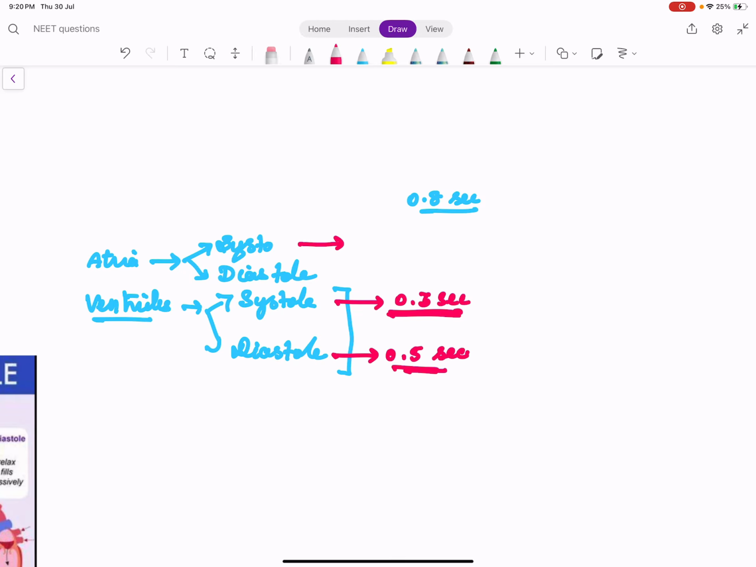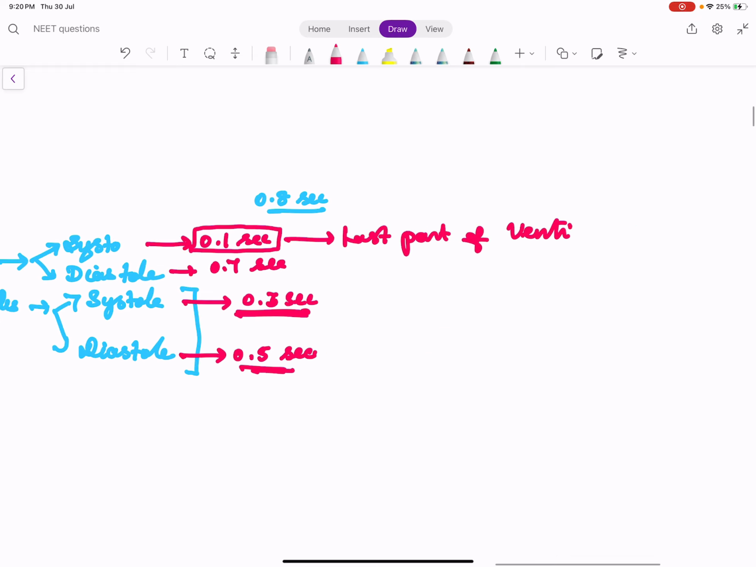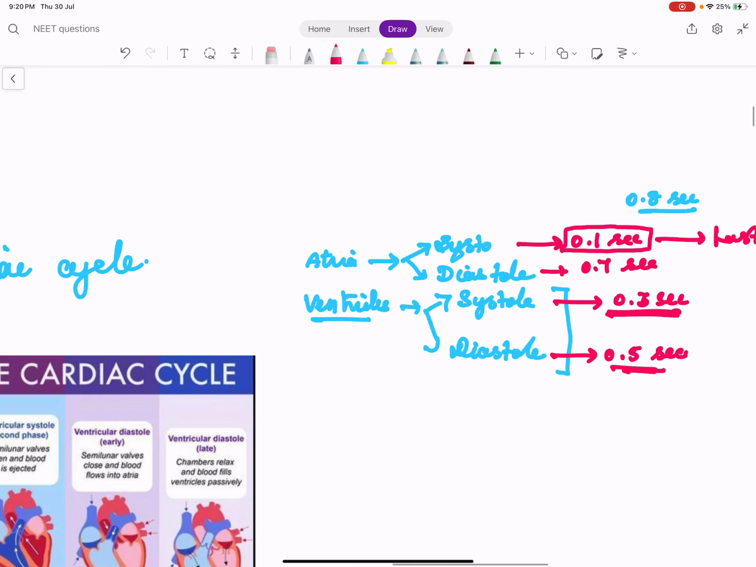For atria, only 0.1 second is the atrial systole and 0.7 second is atrial diastole. So where does this 0.1 second lie? It comes along with the last part of ventricular diastole. The last part of ventricular diastole is the stage before the ventricle goes for systole. So just before the ventricle starts contracting, the atria goes for systole and empties its entire blood into the ventricles.